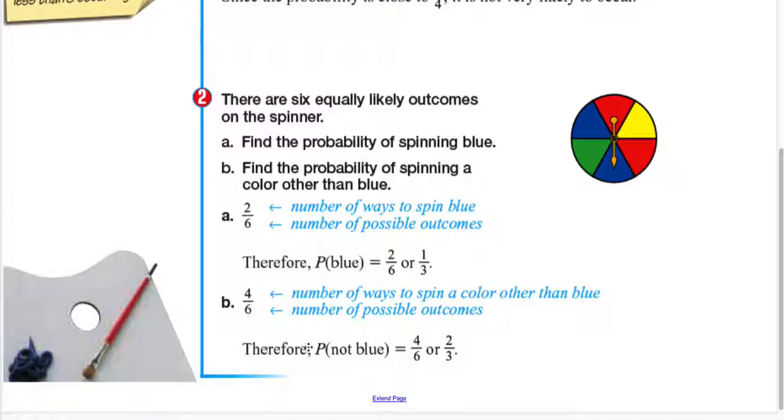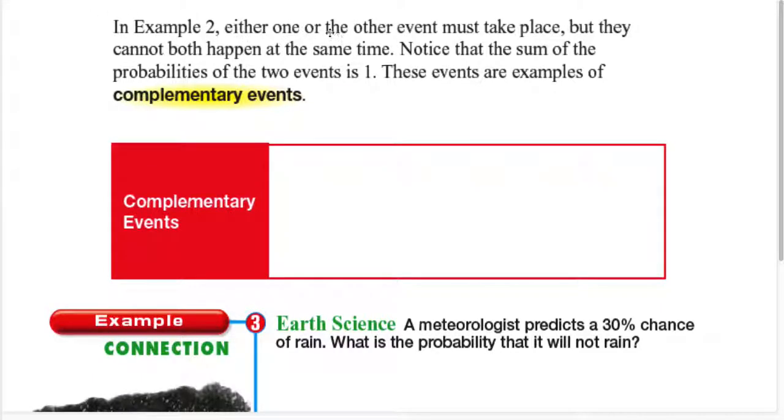So if you look at example number 2 right here, basically either one or the other event must take place, but they cannot both happen at the same time. So in example 2, either you spin a blue or you spin not a blue. So that means they cannot happen at the same time. You cannot spin a blue and not a blue at the same time. It will not make sense. So in this case, notice that the sum of the probabilities of the two events is 1. These events are examples of complementary events.